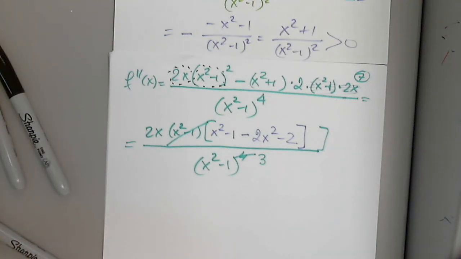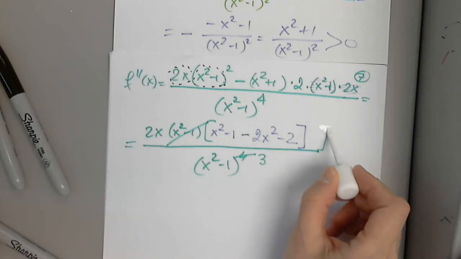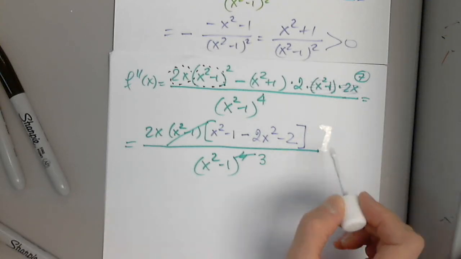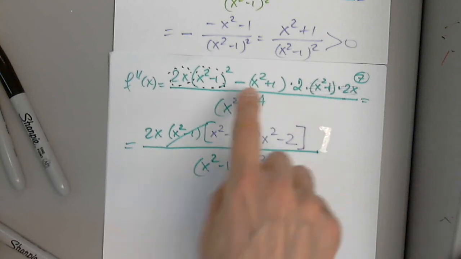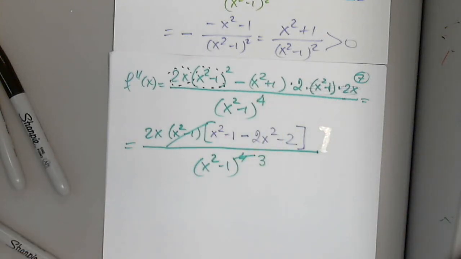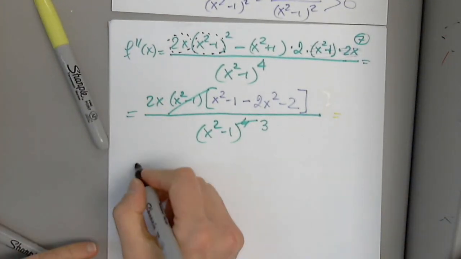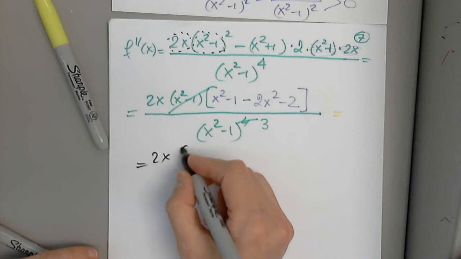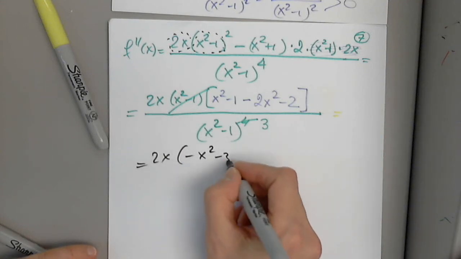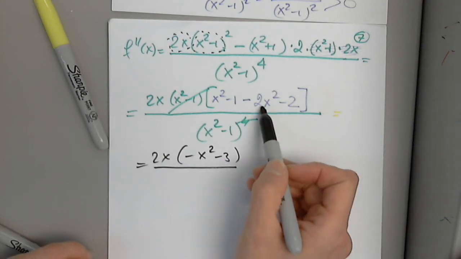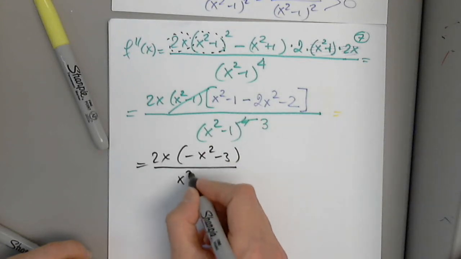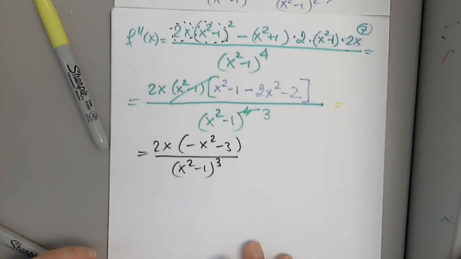Yes, Vanessa? Why wouldn't you factor out the second x squared minus 1? Because this one is x squared plus 1. Oh, okay. I wish I could, but you're right. But it's x squared plus 1. Okay. So then in the numerator, oops, that's not good. In the numerator, I have 2x, and then I have negative x squared, and then I have negative 3. Negative x squared and negative 3. x squared minus 1 to the 3rd.